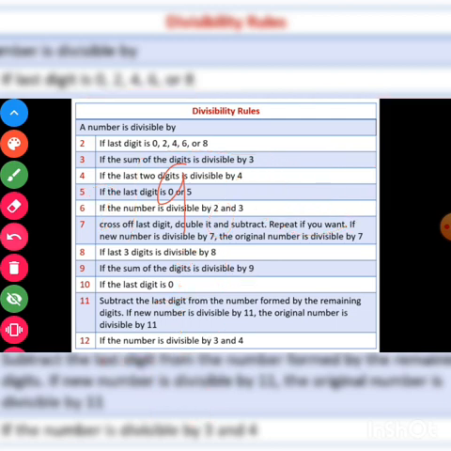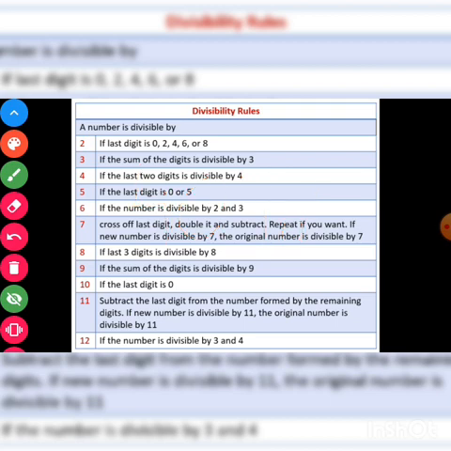8. So for the divisibility test of 8, what we used to do? We check the last 3 digits of the number. We take the last 3 digits of the number and we divide it by 8. If the last 3 digits are divisible by 8, then the whole entire number will be divisible by 8.